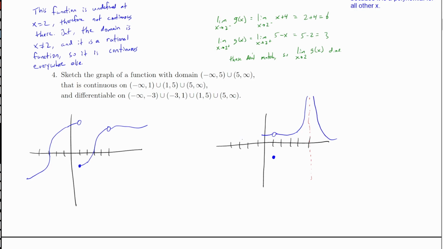Okay, and at x equals -3, I want it to not be differentiable. Another way to do that would be with a cusp or sharp corner. Okay, so this is just giving you different set of options so you can see how to graph things that are continuous or differentiable at different points.